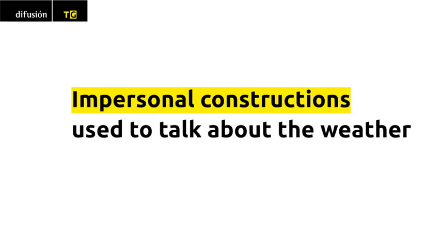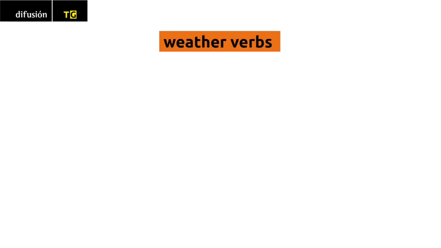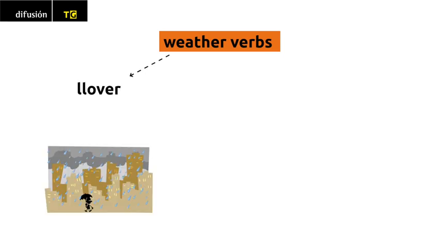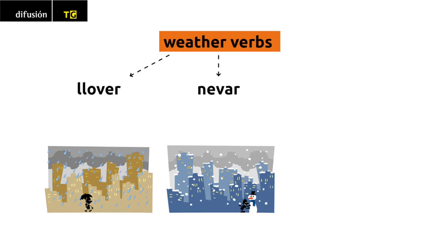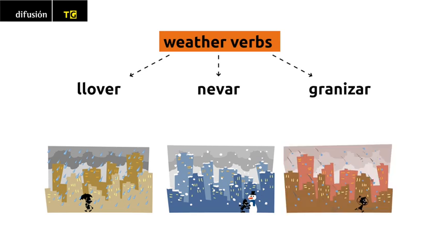Impersonal constructions used to talk about the weather. In Spanish, impersonal constructions are used to refer to meteorological phenomena, with weather verbs such as llover, nevar, granizar, etc., that are never conjugated in any form except the third person singular. Llover, llueve. Nevar, nieva. Granizar, graniza.